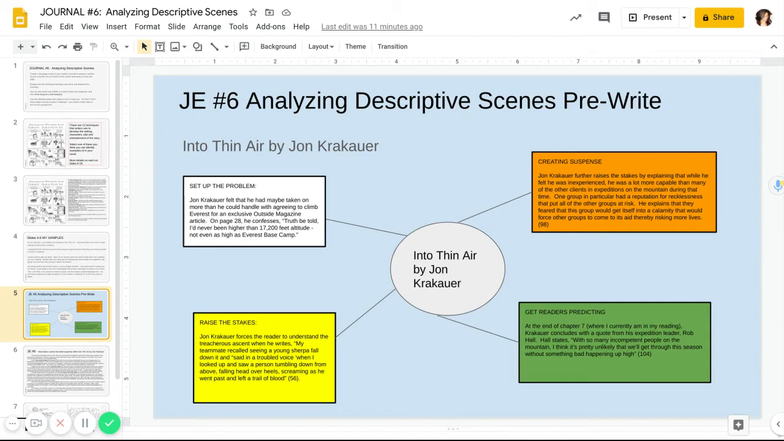Get readers predicting. At the end of chapter 7, where I currently am in my reading, Krakauer concludes with a quote from his expedition leader, Rob Hall. Hall states, "With so many incompetent people on the mountain, I think it's pretty unlikely that we'll get through this season without something bad happening up high." And I felt like that forced me to predict that something bad was going to happen.